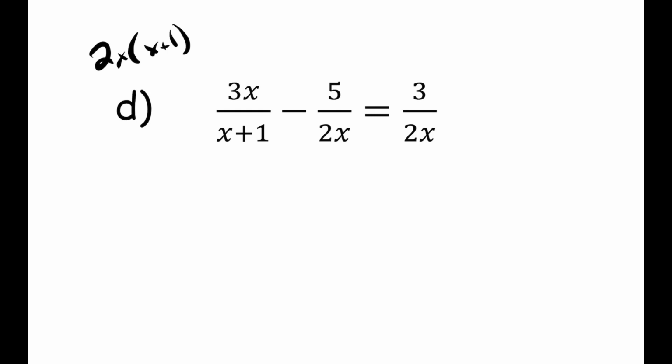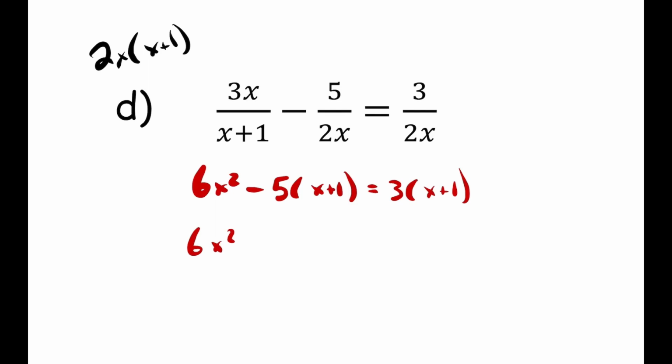And we're going to get 6x squared minus 5x plus 1 equals 3x plus 1. Okay, so just multiplying that through, and now we're going to get 6x squared minus 5x minus 5 equals 3x plus 3.